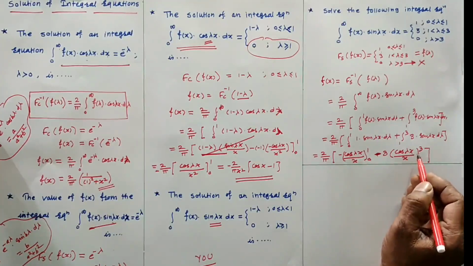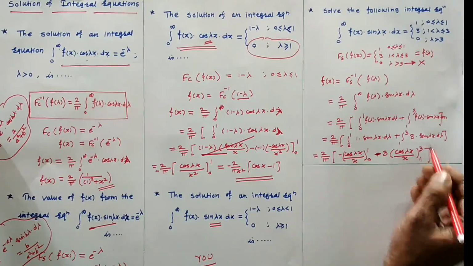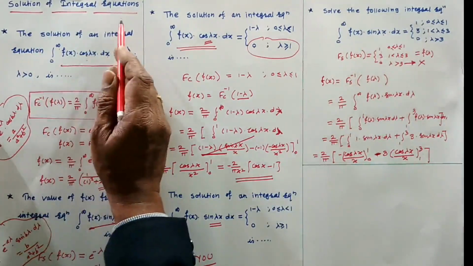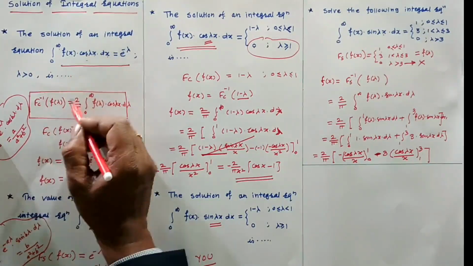Okay, that is the last step for you. Then that will be the final value of f(x). In this way, we solved the integral equation. We found the value of f(x). So we stop here. Thank you very much.